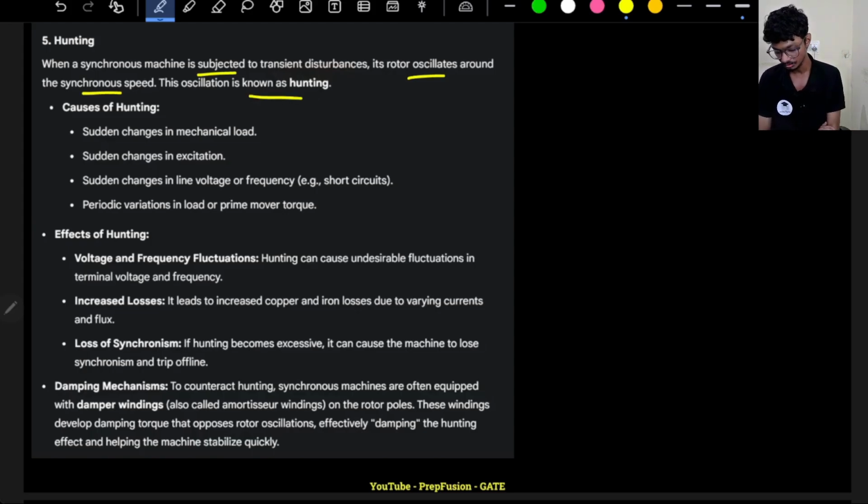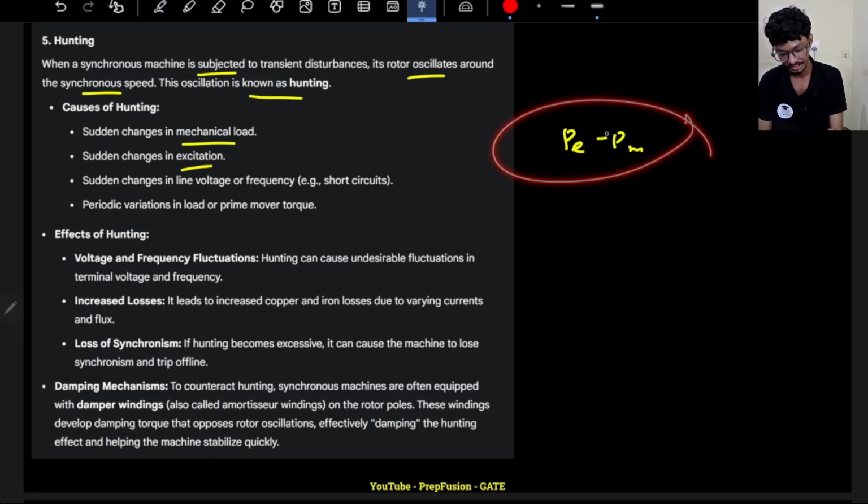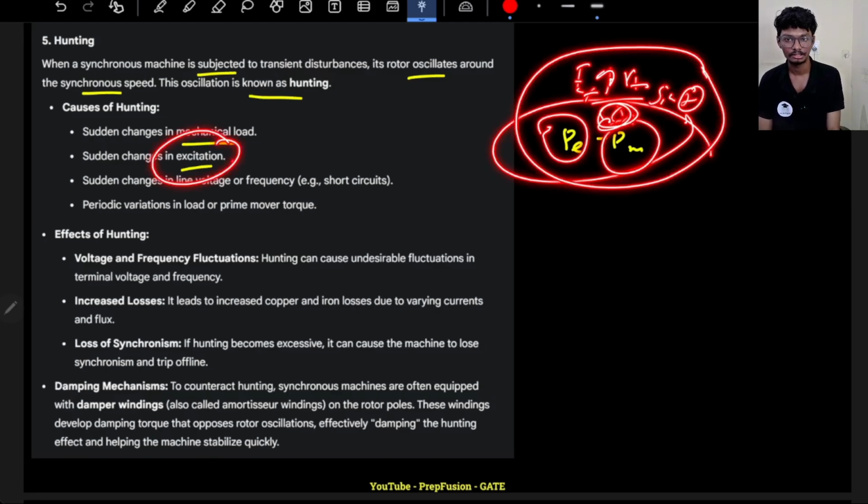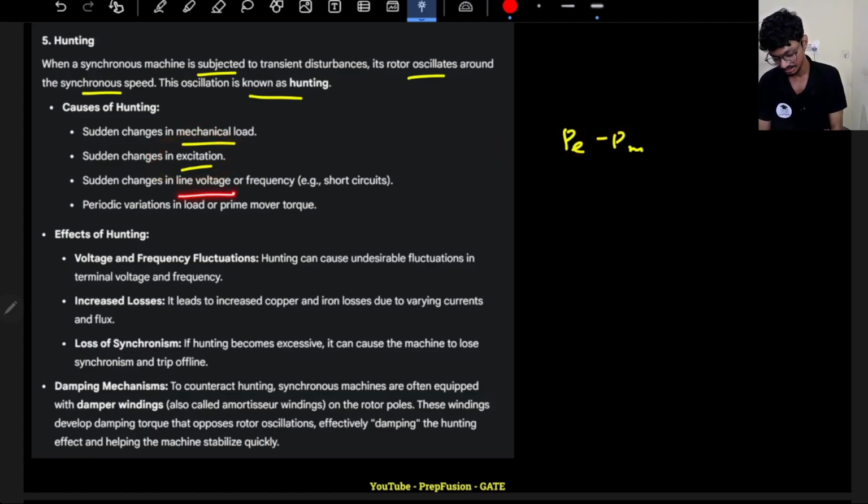Oscillations will happen. The causes of hunting are mechanical loads and changes in the excitation, basically whichever changes this PE minus PM expression will be responsible. So either I change the load, or I change PE. Changing PE means excitation changing, either the terminal voltage changes or the synchronous reactance, which will obviously not change, or the power angle delta changes. All those things are responsible for hunting. Changes in the line voltage, or if the frequency changes, that also can change this PE. Or if there is variation in the load, that means PM will change.